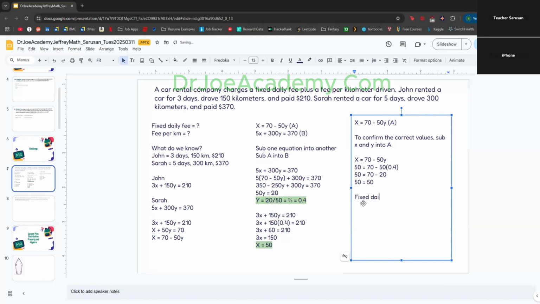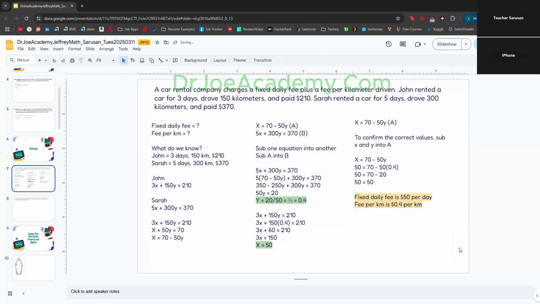So the fixed daily fee is the value of x, so that's $50 per day. And the fee per kilometer is the value of y, which is $0.4 per kilometer. All right, very well done. So any questions with how we solved this question? All right, so I do want to show you another solution that we could do.